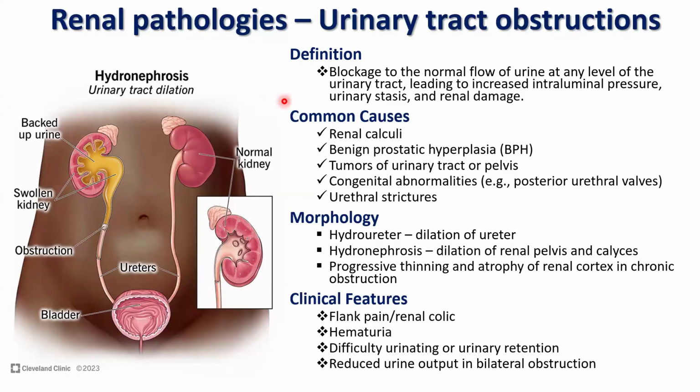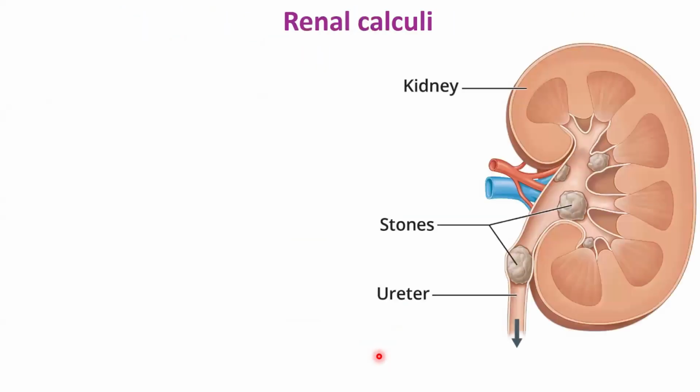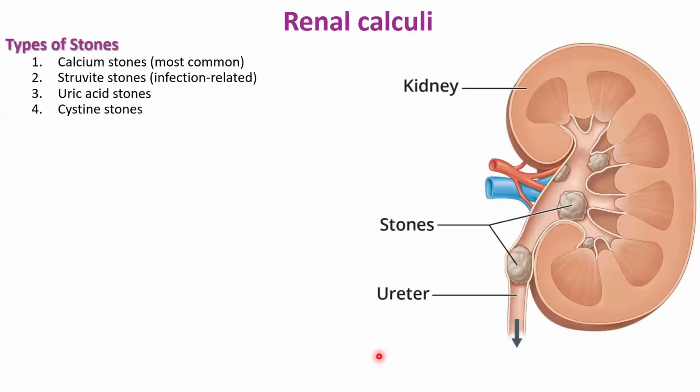So the person with urinary tract obstruction will complain of pain, especially on the flank side. Hematuria is blood in urine. Of course, difficulty in urinating, and then reduced urine output. And then what is renal calculi?